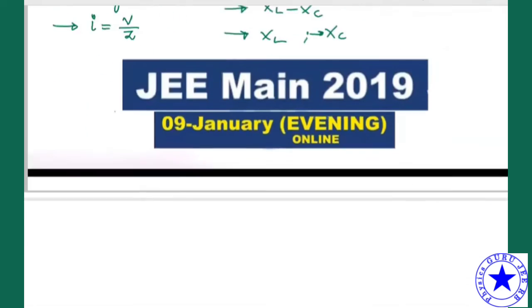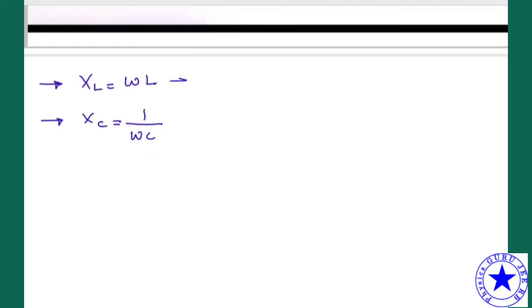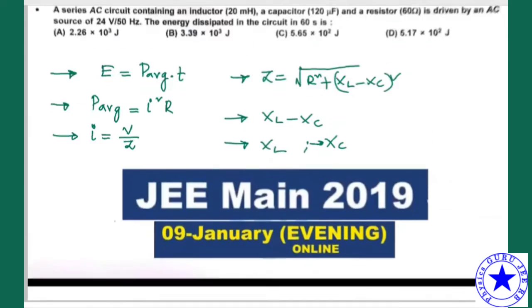So I want to calculate XL. XL is equal to omega into L, that is the inductive reactance. Now capacitive reactance XC is equal to 1 by omega into C. Is it clear? 1 by omega into C. Omega, according to the problem given, is 100 pi. Here you can see omega.